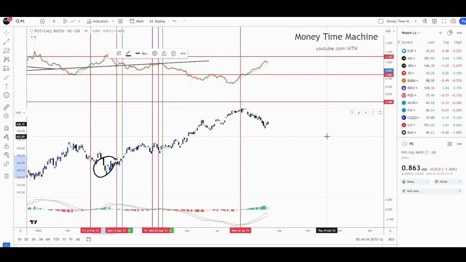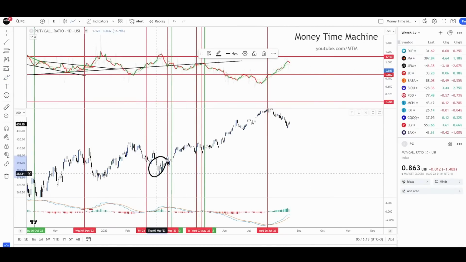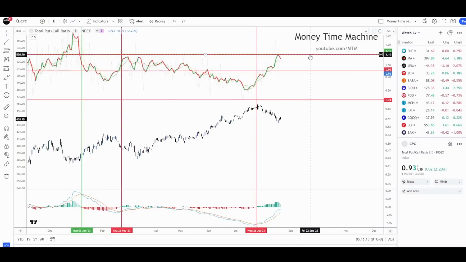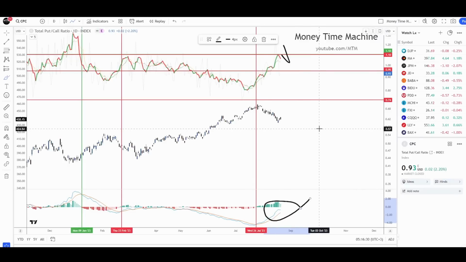We have to talk about the Money Time Machine PC and CPC put-to-call ratio buy and sell signals. Why? Well, because we're getting very close to a critical level, 1.1 on the PC and 1.1 on the CPC. When we move above it and come back down, that's usually when the market finds a bottom, especially with a bearish cross on the PPO.